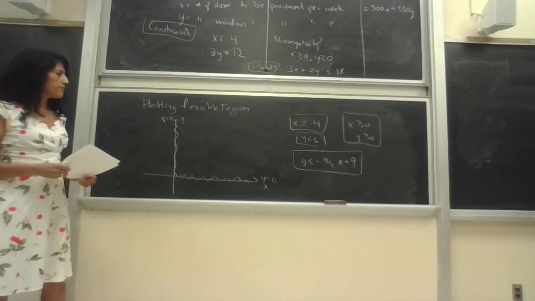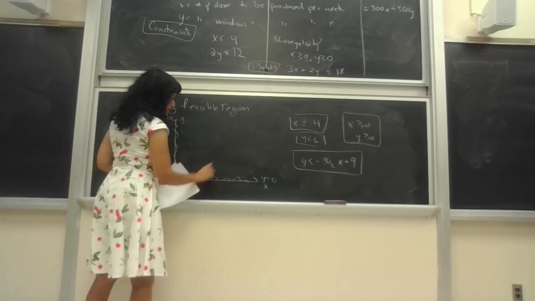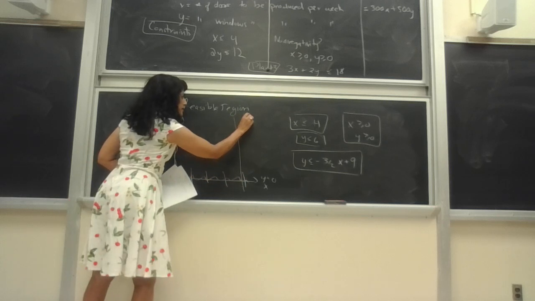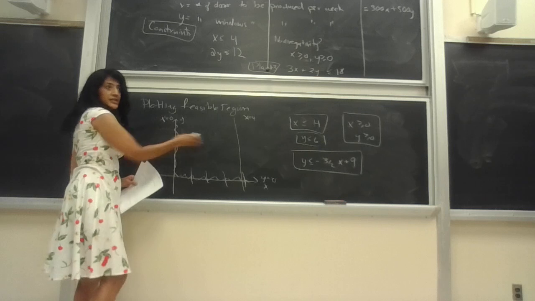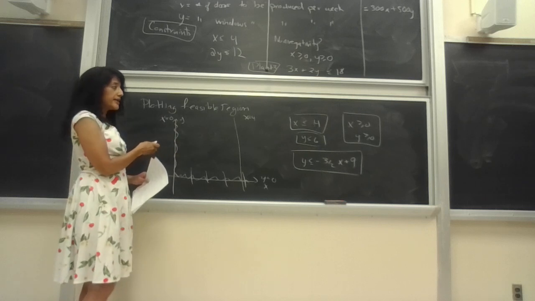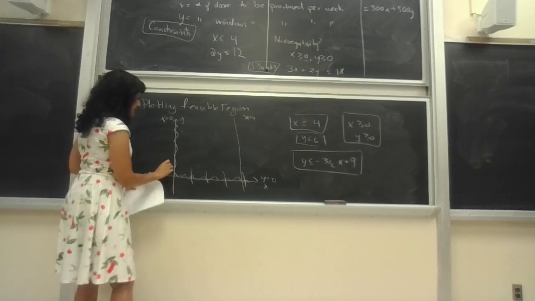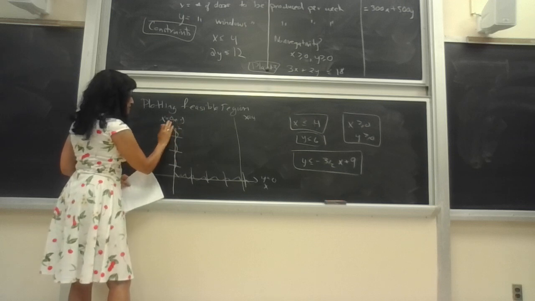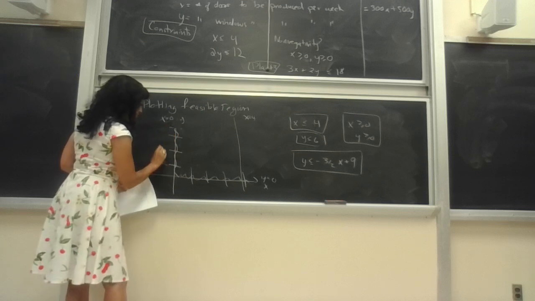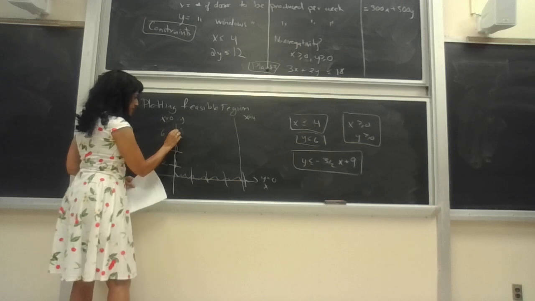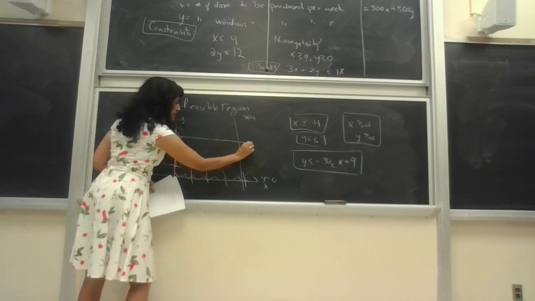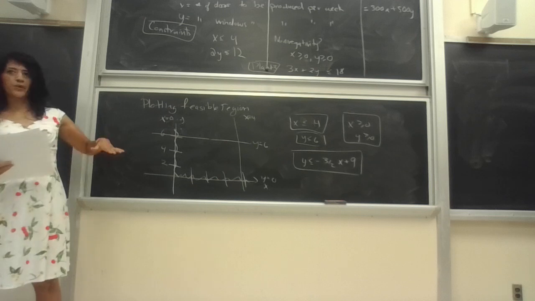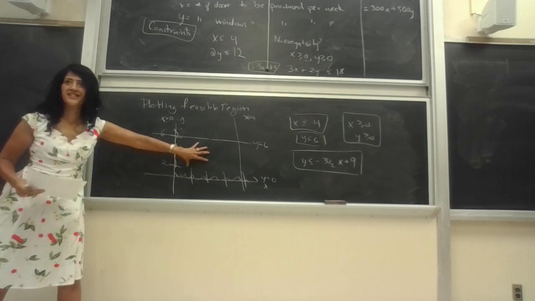And then x less or equal to 4: 1, 2, 3, 4. This is x equals 4 right here, so it's got to be to this side. And then y less than or equal to 6. I should have gone by 2's. 2, 4, 6. Okay, so y equals 6 is right here, and you have to be lower than that. So now you're in this box.